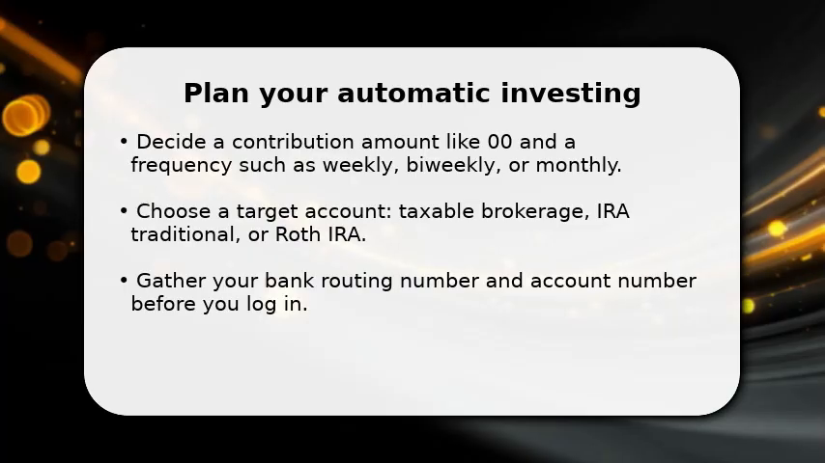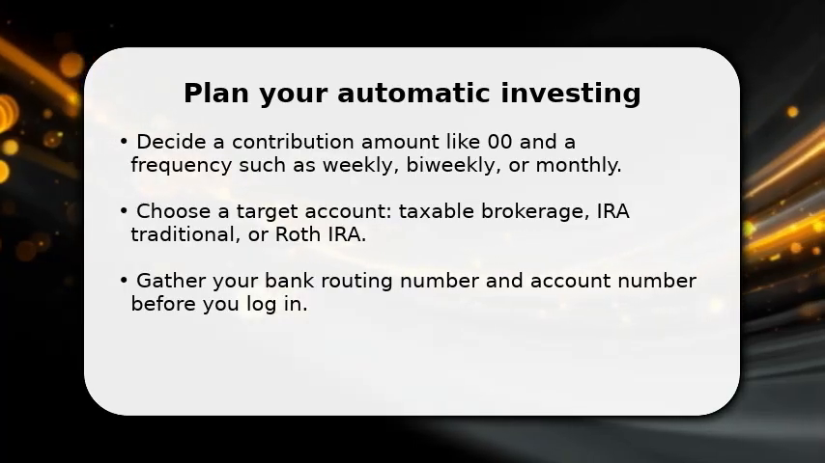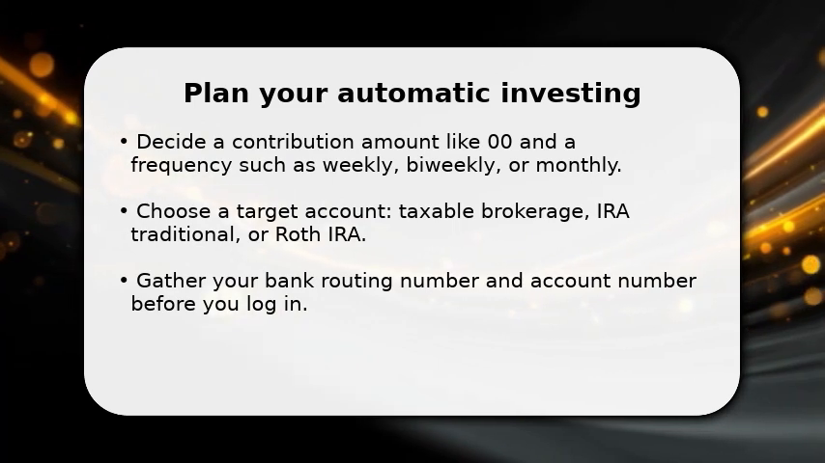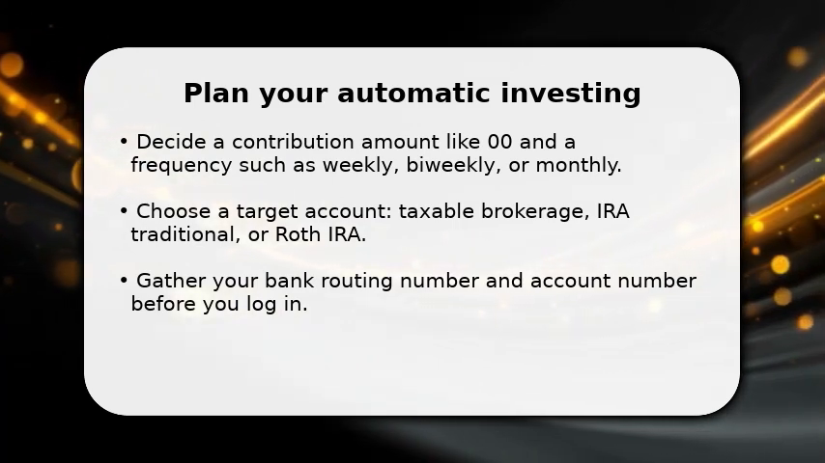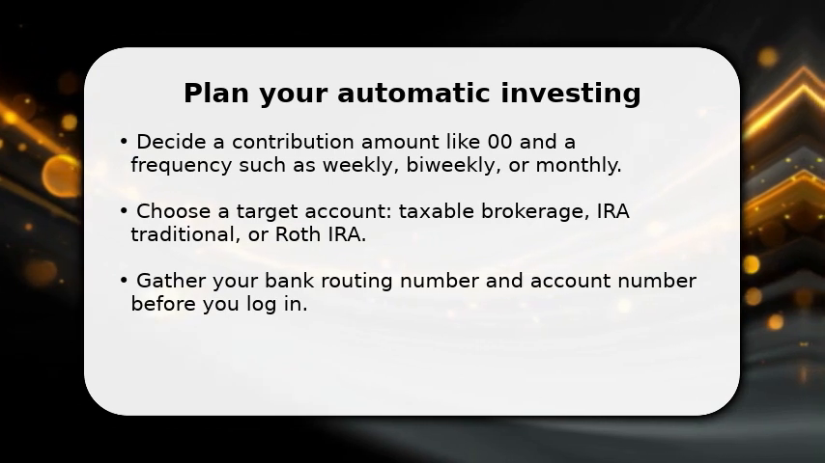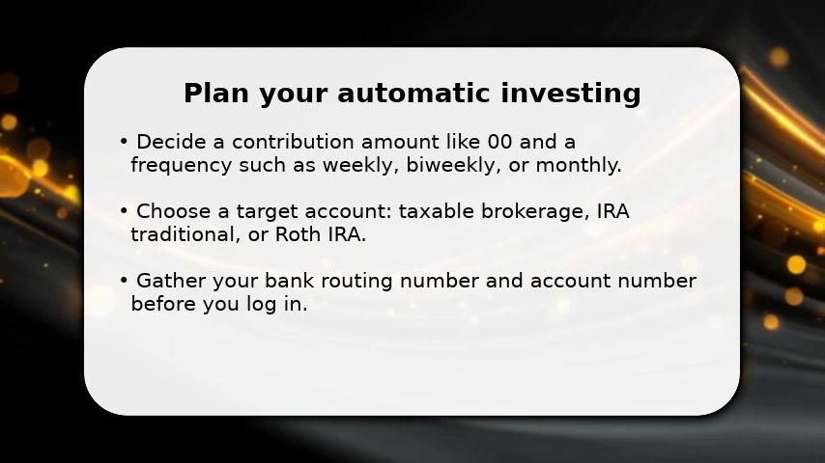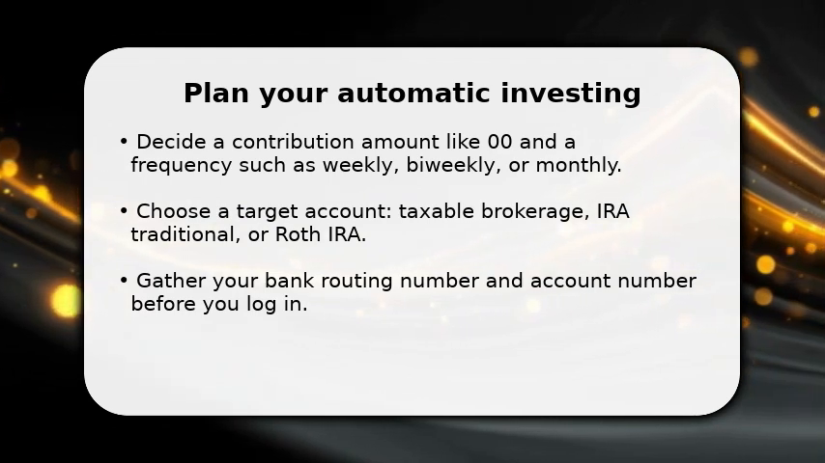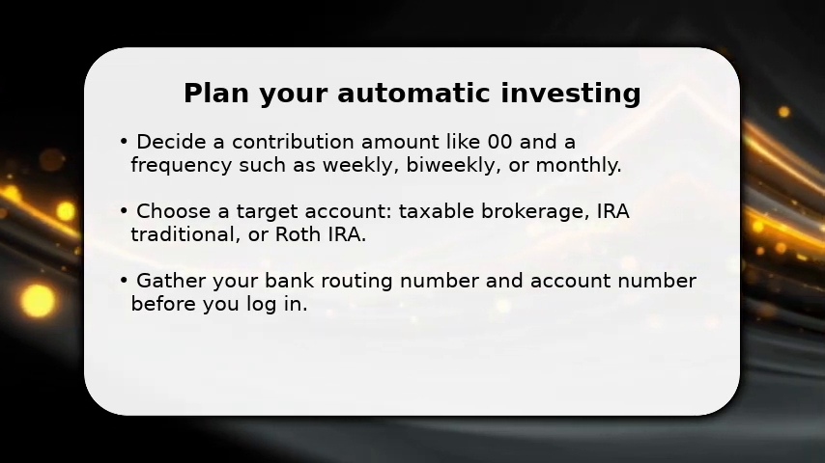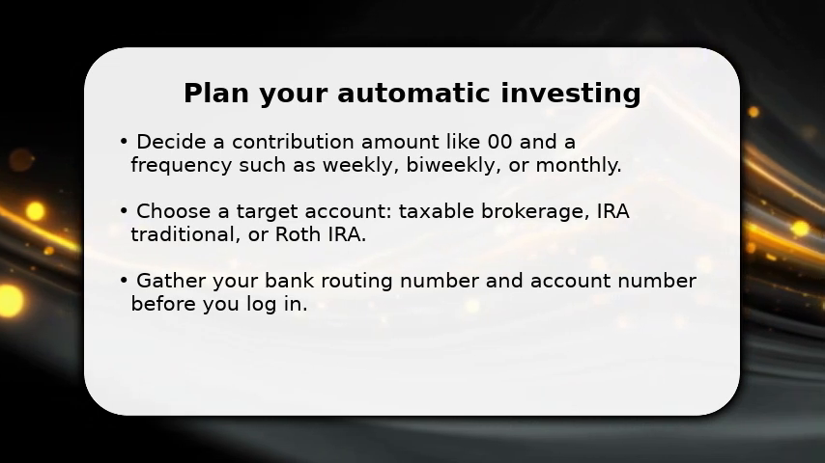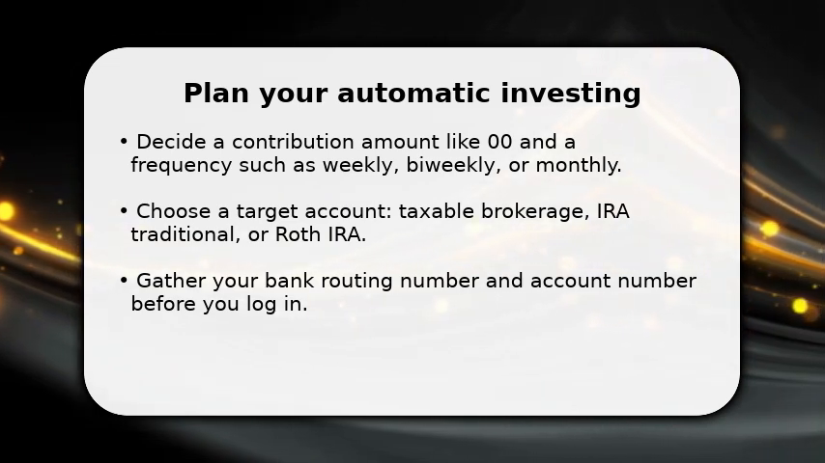Enjoy the video. Start by defining the objective: retirement, emergency growth, or a specific goal. Then decide a contribution amount like $100 and a frequency such as weekly, biweekly, or monthly. Choose a target account: taxable brokerage, IRA traditional, or Roth IRA, because tax treatment changes choice and contribution limits.